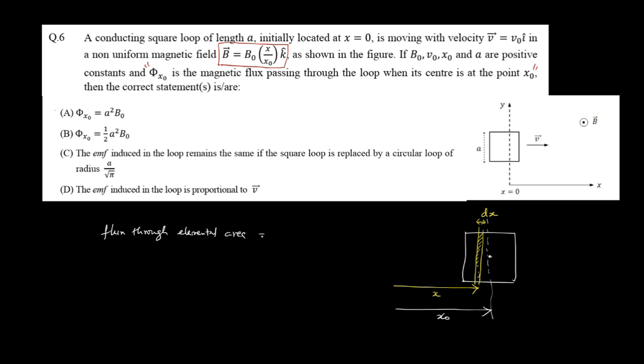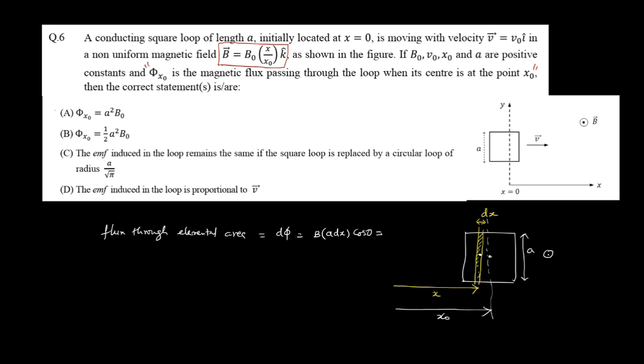Flux through an elemental area I can write down as dΦ equals magnetic field into area. I can write an A into dx, because A is the side of the square. So A dx will give the area of this yellow part, into cos 0. However the magnetic field is out of the screen, you can take the area vector also out of the screen. Then the angle between B and the area vector is 0, so simply it is B A dx.